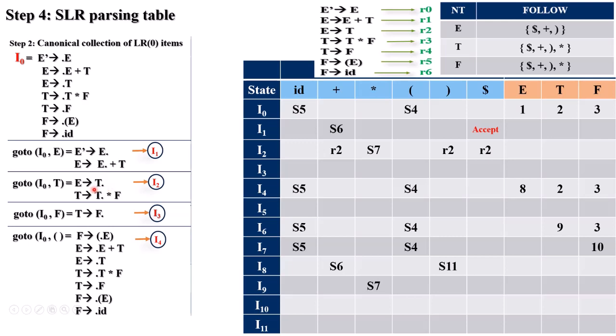E tends to T dot, so it can be reduced with E. So where do we have to put it? We have to put it in I2. Okay, what do we have to put? E tends to T is number R2, reduction number 2. So we have to put R2 where? In the follow of this capital E. What is the follow of capital E? Dollar, plus and closing bracket. So I put R2 in dollar, plus and closing bracket.